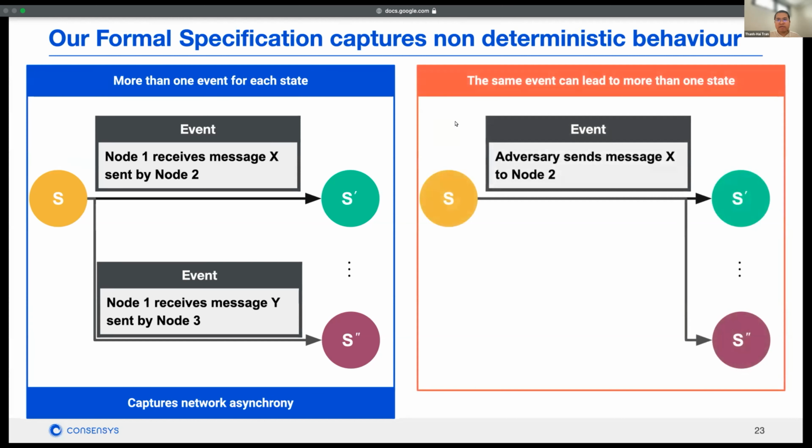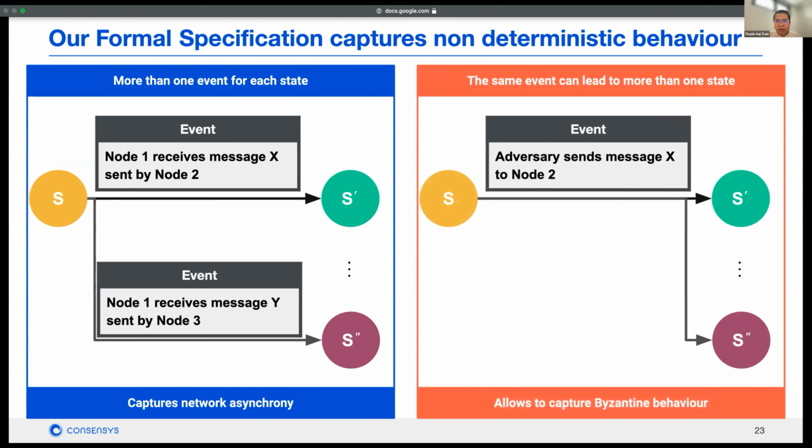And the second source of non-deterministic behavior in our model is that the same event can lead to more than one state. For example, here we have an event that an honest node sends message S to node 2. And why can this event lead to different states? The reason is the behavior of a Byzantine node. So a Byzantine node can send different messages to different nodes.